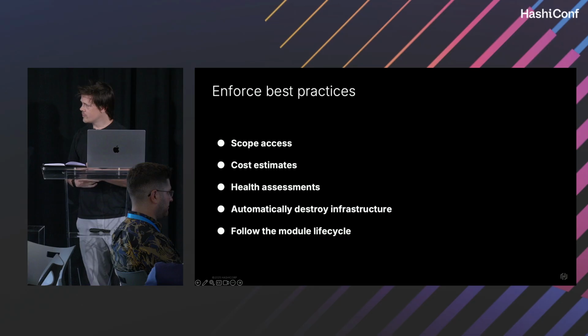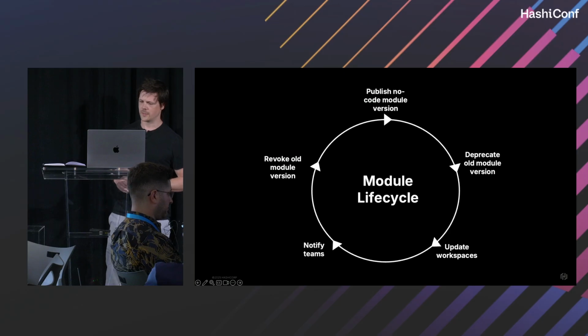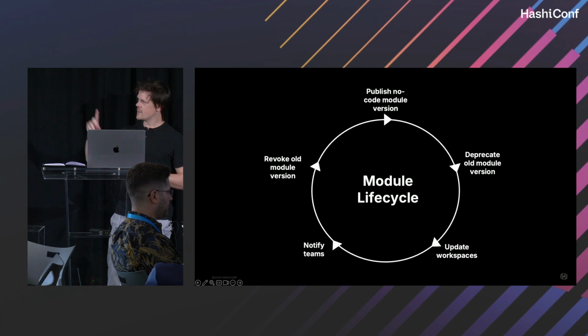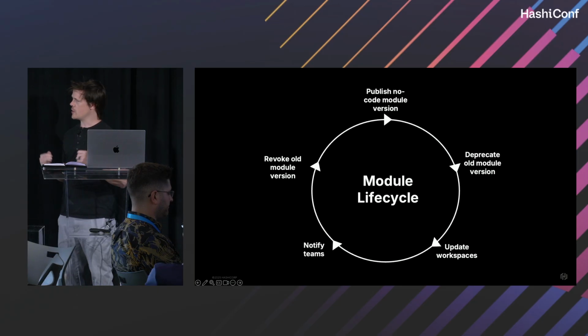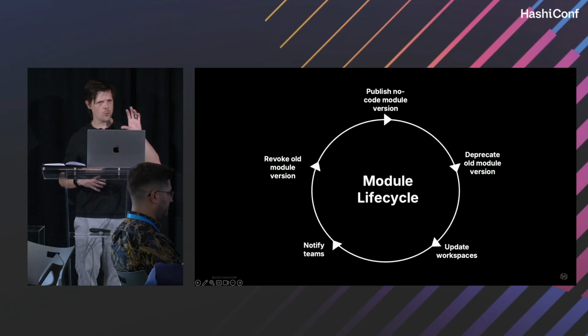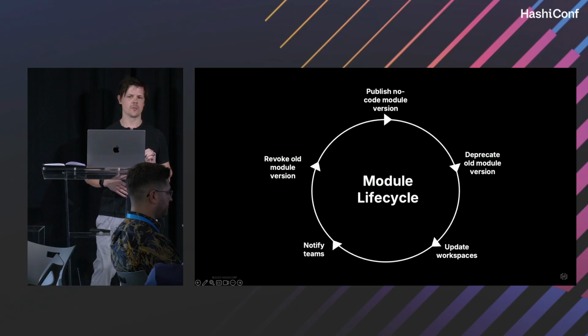To do this, we're going to follow what we like to refer to as the module lifecycle, which looks a little bit like this. The steps might shift around in the circle, but this is, beginning to end, what it looks like to publish a new version of a module. We're going to put our new version out there, and we're going to start signaling to the user, hey, we're still supporting this old version for now, but at a certain date, we're going to drop support for this version.